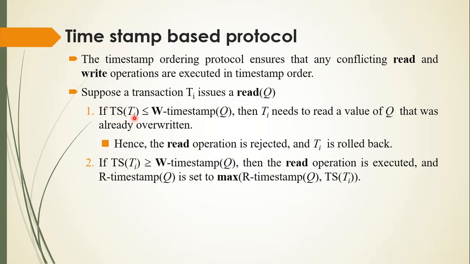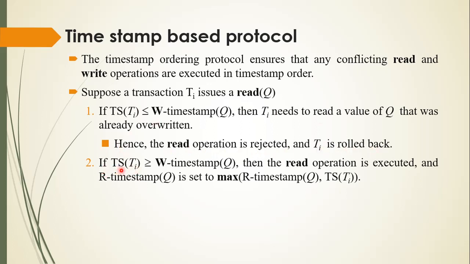Then if timestamp of Ti is less than W-timestamp(Q), where W-timestamp means write timestamp, then Ti needs to read a value of Q that was already overwritten. If this situation occurs, then transaction Ti needs to read a value of data that was already overwritten. Hence the read operation is rejected and Ti is rolled back.